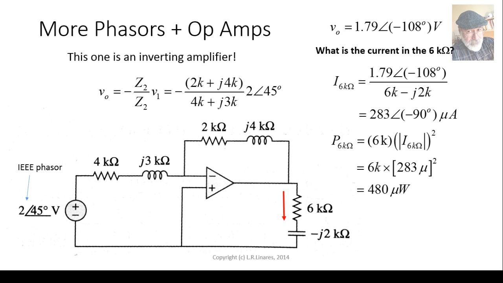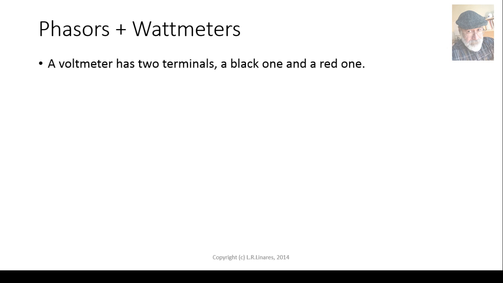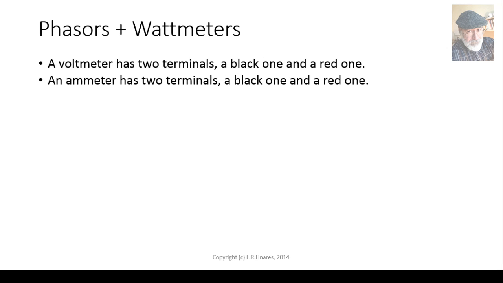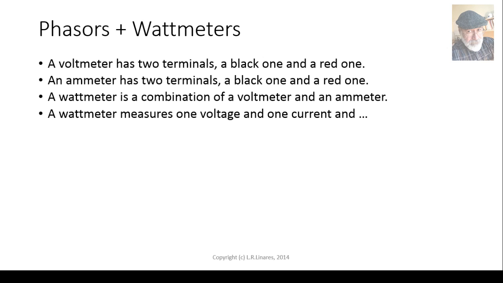And that is that. Let's talk a little bit about phasors and wattmeters that we have seen in this class. A voltmeter has two terminals, right? A black one and a red one. An ammeter also has two terminals, a black one and a red one. Well, a wattmeter is a combination of a voltmeter and an ammeter, as we saw in class, and we saw that in 251 as well. A wattmeter measures one voltage and one current, and then it multiplies them and finds the average of that product.